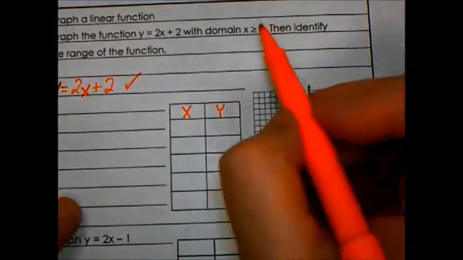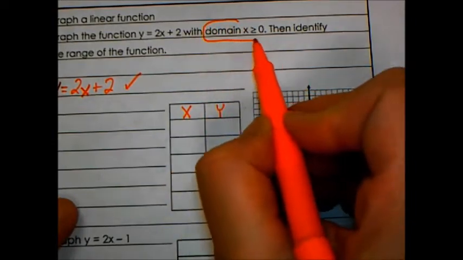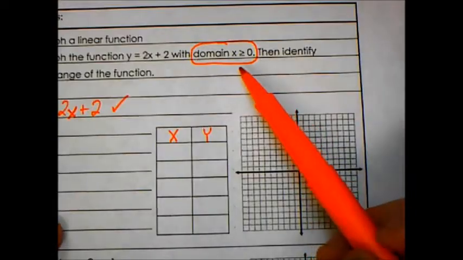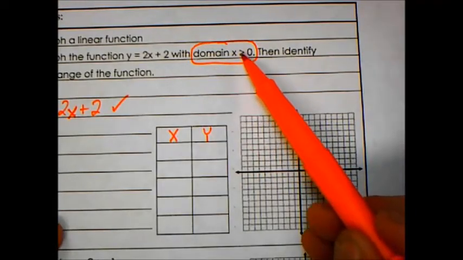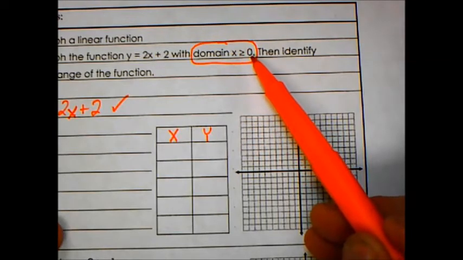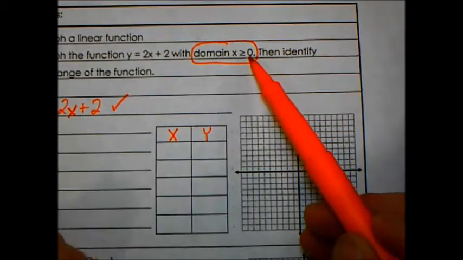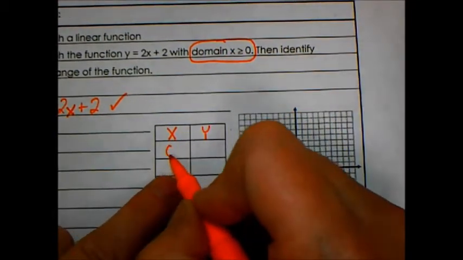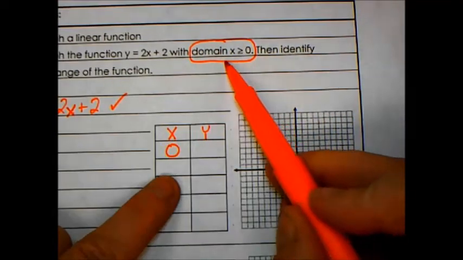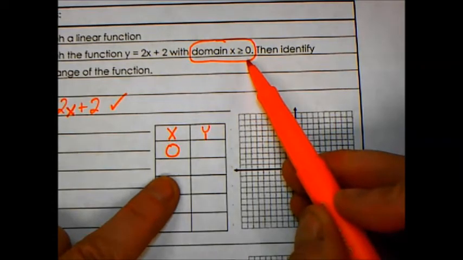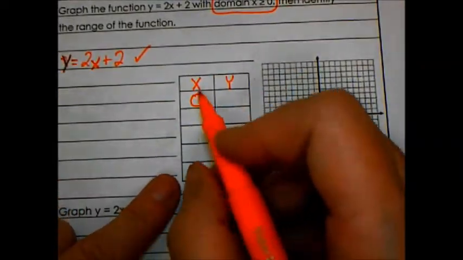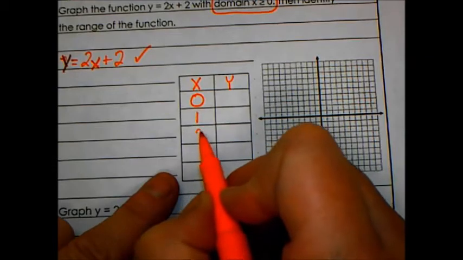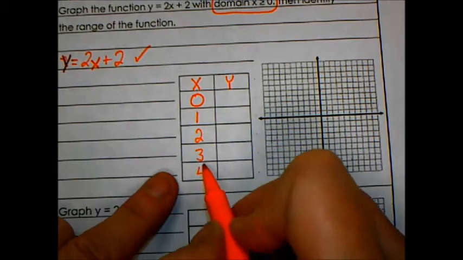And then I need to pay attention because it did tell me something about my domain. Because it says my domains have to be greater than or equal to 0. So I'm allowed to have 0. So my first number is going to be a 0. And then I need numbers bigger than 0. Well, I want to stay small, so I'm going to pick 1, 2, 3, and 4.